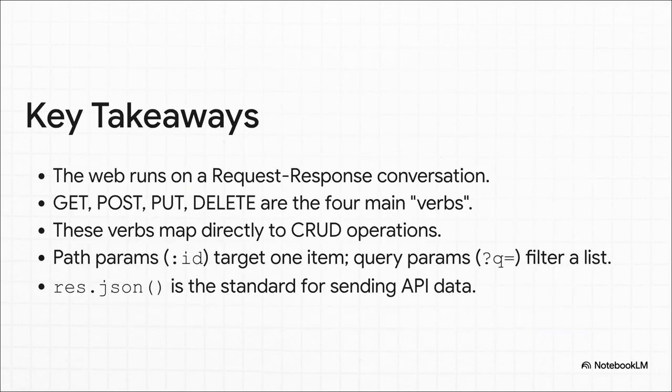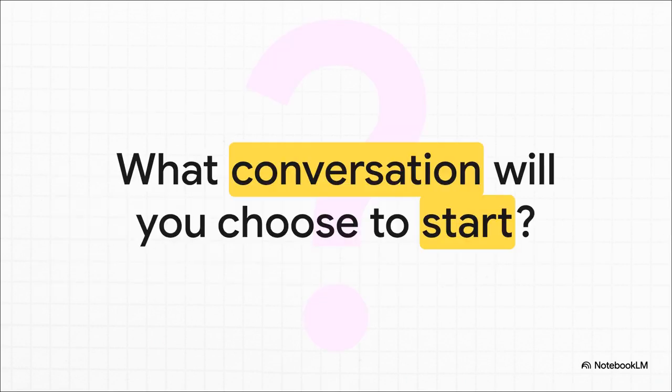So let's bring it all home. At its very core, the interactive web is just a simple request-response conversation. We use a clear set of verbs, get, post, put, delete, that line up perfectly with how we manage data, creating, reading, updating, and deleting. We learned how to get specific, using path parameters to target one thing and query parameters to filter a whole list. And finally, we know how a server talks back, using res.json to send perfectly structured data for any modern app.